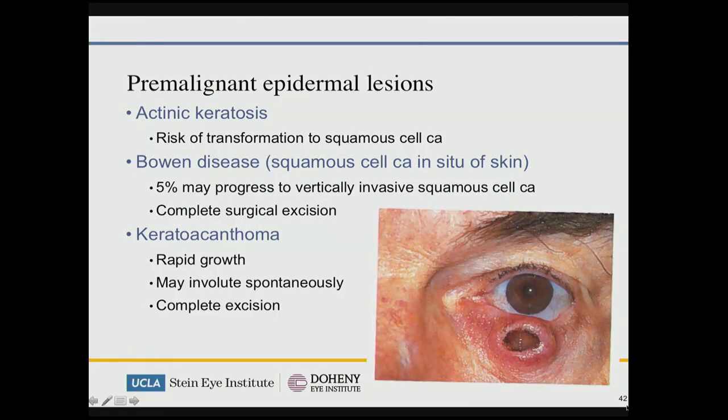Premalignant epidermal lesions include actinic keratosis, which carries a risk of transformation to squamous cell carcinoma. Squamous cell carcinoma in situ of the skin, 5% of those may progress to vertically invasive squamous cell carcinoma, and so they should be completely excised. Keratoacanthoma is a lesion that exhibits rapid growth and may involute spontaneously. There is some debate as to whether this is really part of a spectrum of squamous cell carcinoma, and so complete excision is indicated for these as well.